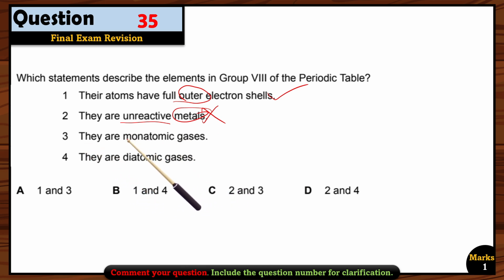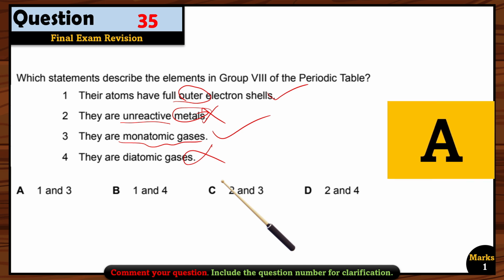They are monoatomic gases. Yes, this option is right. They are monoatomic. They don't form molecules. So option 3 is right. They are diatomic. Again, wrong. Diatomic gases are only halogens. Halogens are the diatomic gases. The first two. Also bromine is diatomic, but it's not a gas. So these are not diatomic gases. So which options are right now? 1 and 3. It means option A is correct.